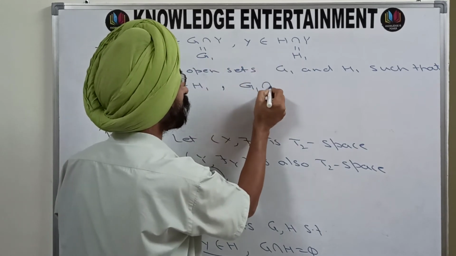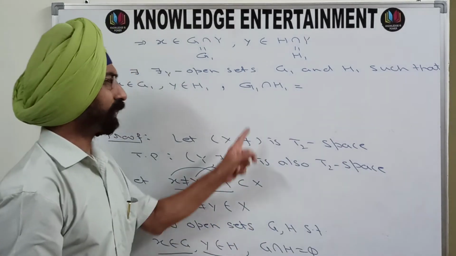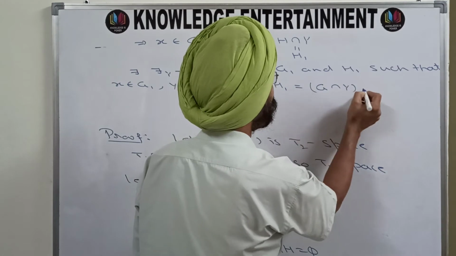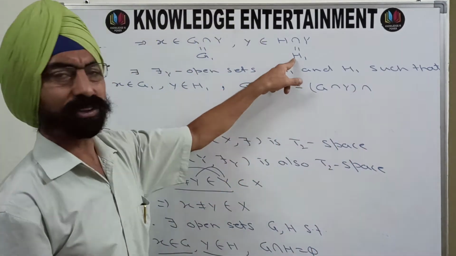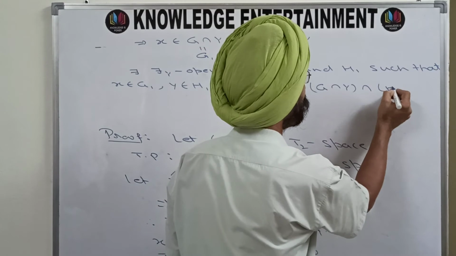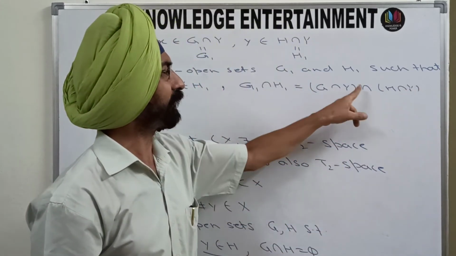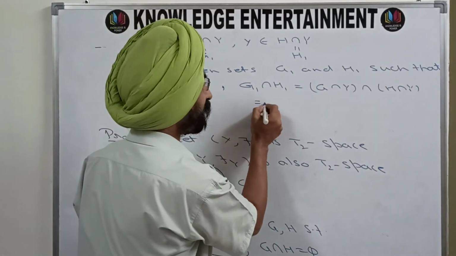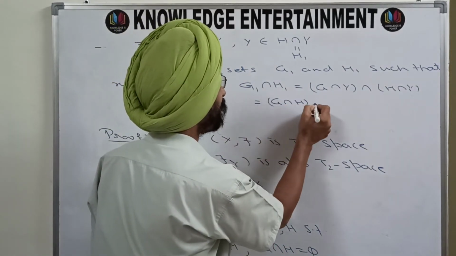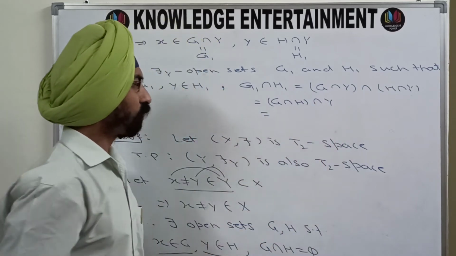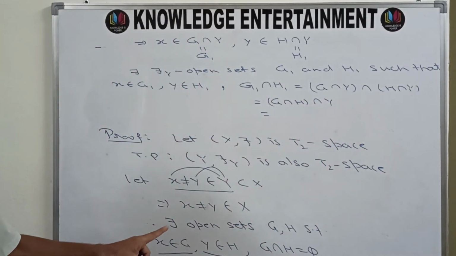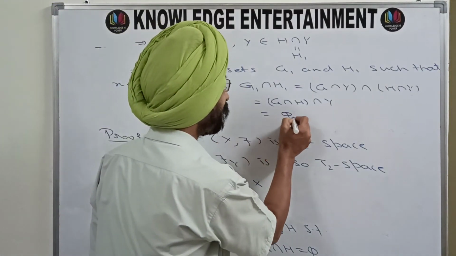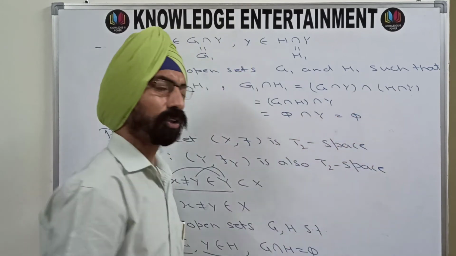Let us see whether it is or not. So G1 intersection H1. What is your G1? G1 is G intersection Y, intersected with H1. Your H1 is H intersection Y. Now everywhere here you have the sign of intersection, so you can write it together in the form G intersection H intersection Y. But what is your G intersection H? Your G intersection H is phi. So this is phi intersection Y, which means phi.